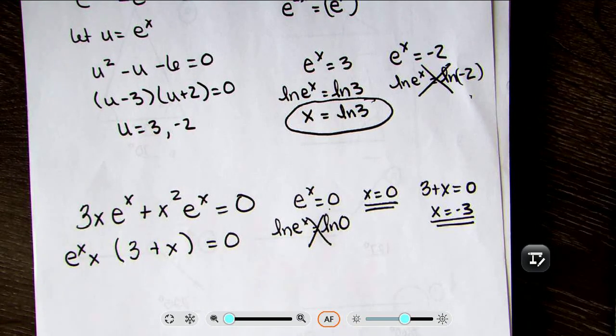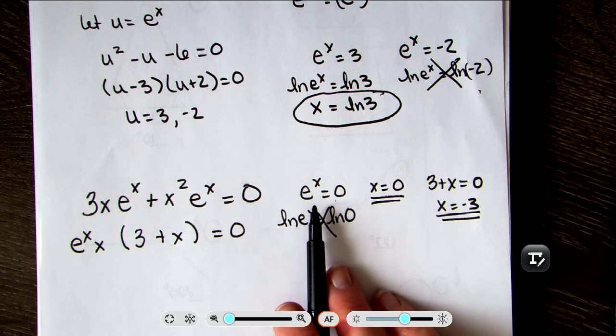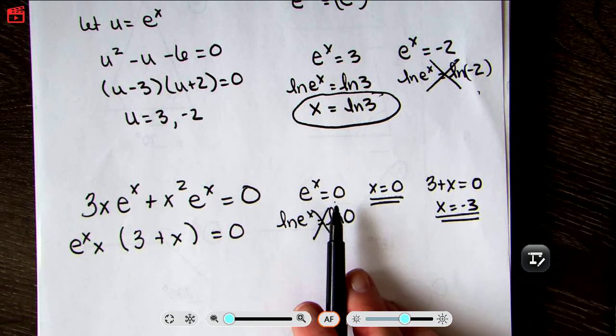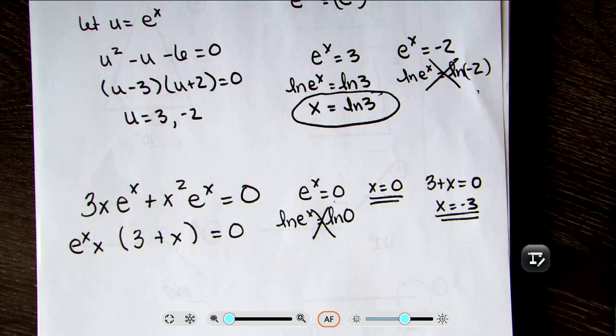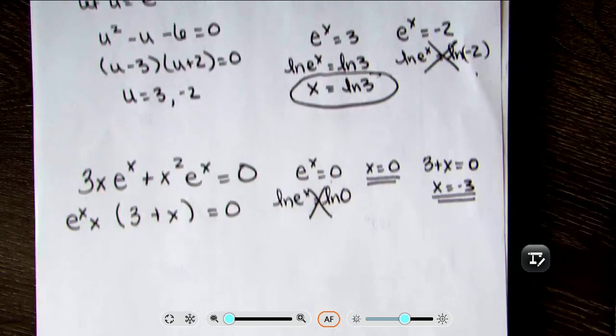Another way to realize that is thinking of the graph. We have a horizontal asymptote at 0. It never dips below it, so it doesn't come and touch it and then come back up. It gets close, but it never equals 0, so we don't get any values there. We have two solutions, 0 and negative 3.